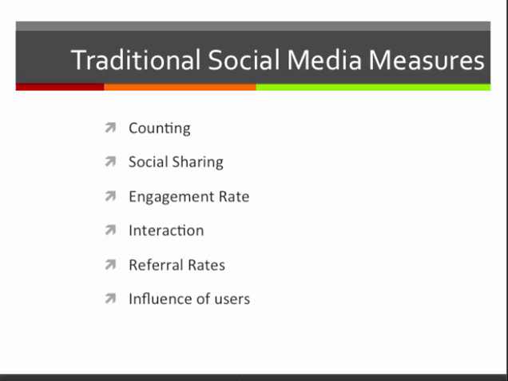Traditional measures include things like counting. What are the number of views, the number of followers, the number of hits, getting some sort of quantitative measure of the number of people or the amount of engagement that you're getting. Social sharing is another. How many times are your posts shared? How many people are passing them on? How many times are they emailed? The engagement rate is what percentage of people who come to your social media page, for example, are engaging in some way. So it could be playing a game, clicking a link, sharing something with their friends.